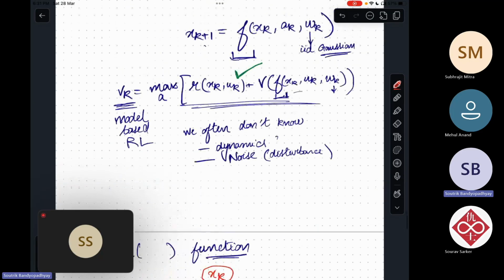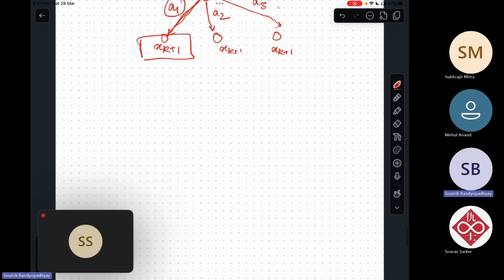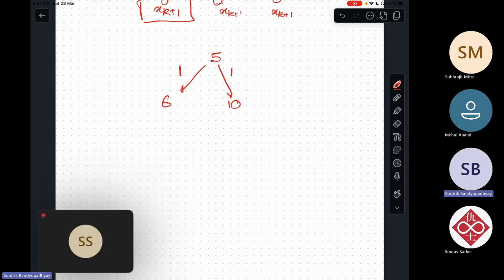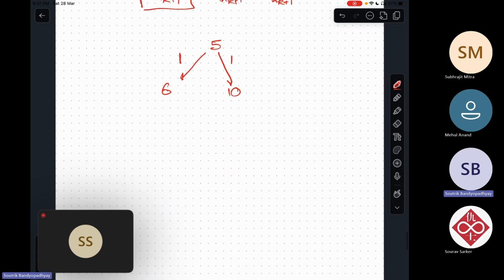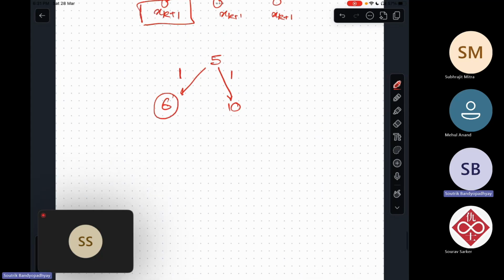Because of this noise term over here. Suppose you are at current state, let's say 5, and you apply, let's say, action 1, and you expect to land at state 6. But due to the noise, you may end up going to state 10. So there is a non-zero probability that the state may transition to some other state depending on the noise, right? But at each state, I had an associated value function, which was the state value function.